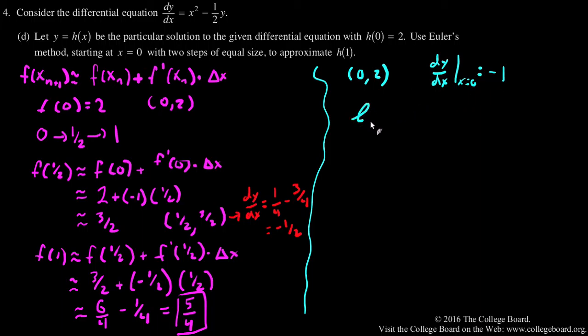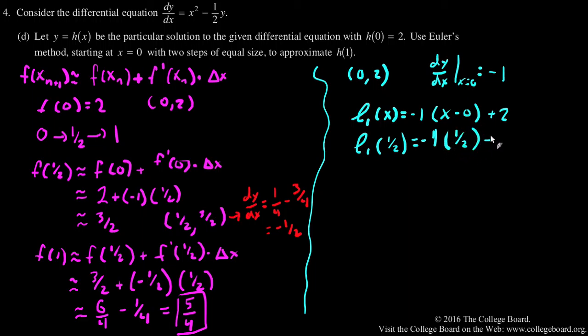I'll make a little tangent line. I'll call this my first tangent line, L1 of x is going to be negative 1 times (x minus 0) plus 2, or you can do negative x plus 2, and I'll evaluate this at 1/2 to get to my next x value. And I'll get negative 1 times (1/2 minus 0), which is 1/2, plus 2, and lo and behold, we get the same output here. Negative 1 times 1/2 is negative 1/2, plus 2 is 3/2.